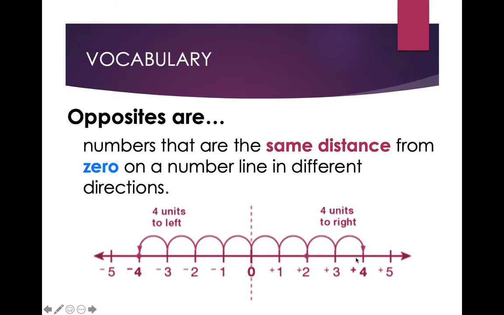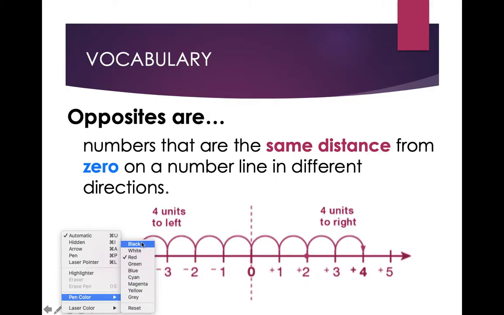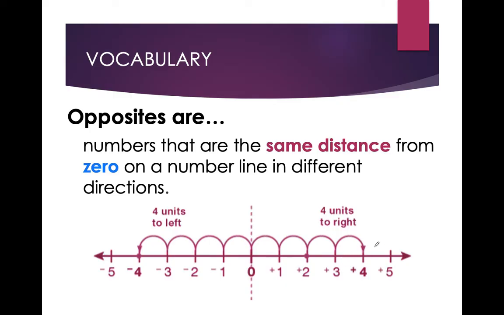Opposites are numbers that are the same distance from 0 on a number line, but in different directions. So in this example, you can see with the number line, we have the number 4, which is 4 units to the right of 0, and we have -4, which is also 4 units, but to the left. These are opposites.